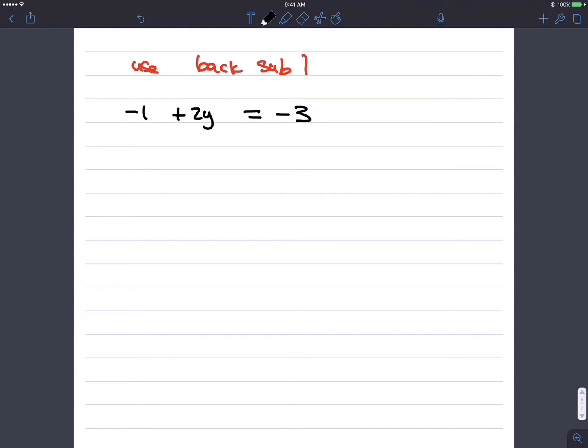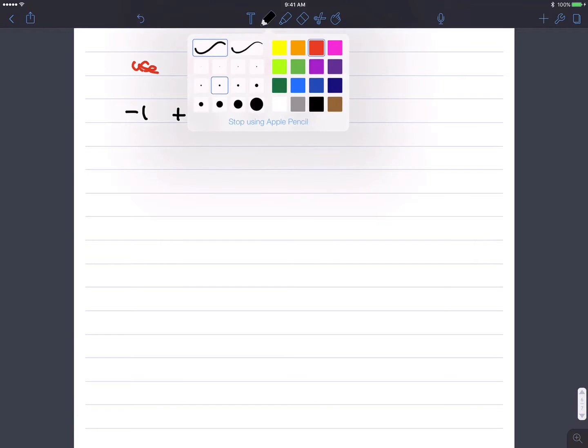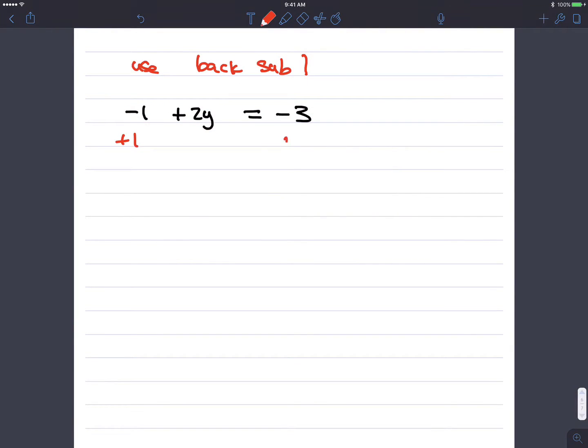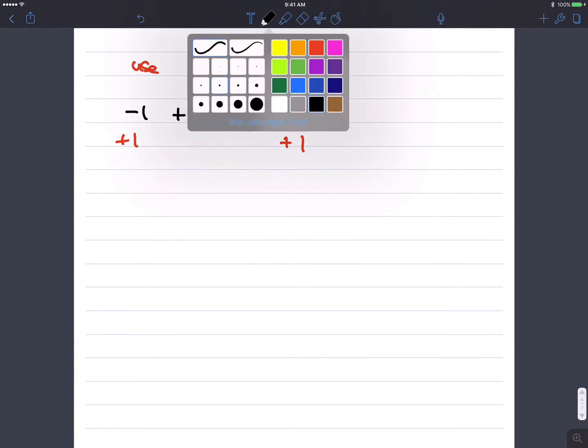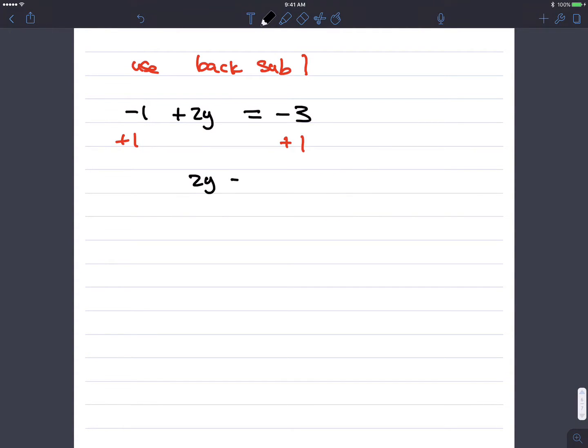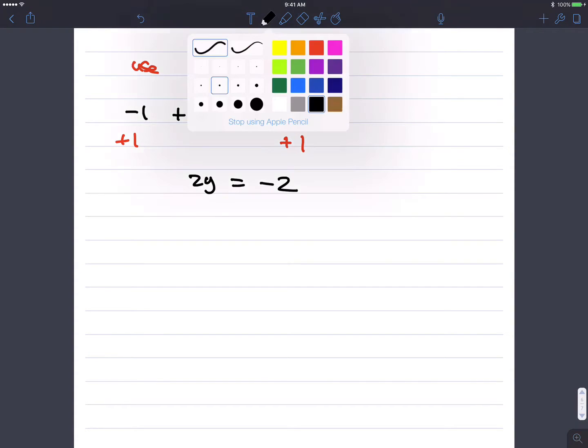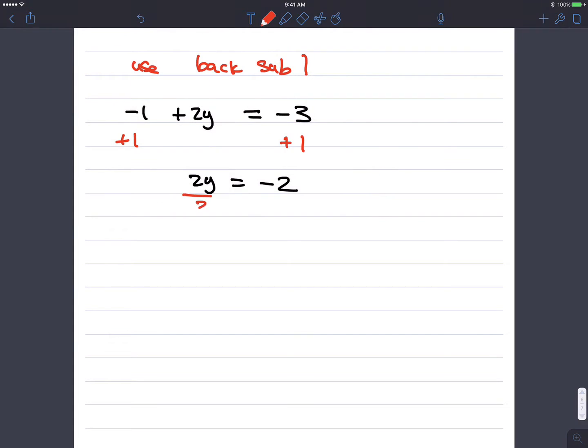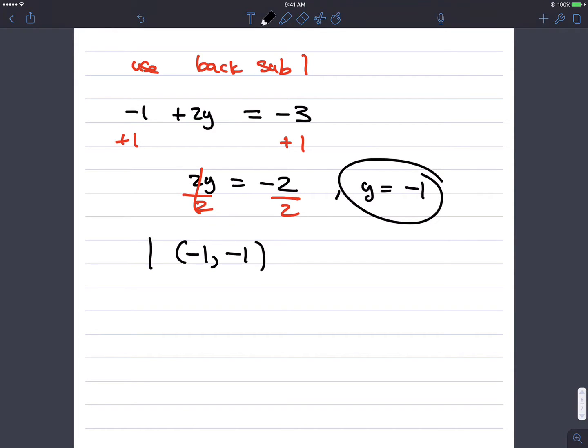We're now going to solve for y. We're going to add 1 to both sides. We get 2y is -2. Divide both sides by 2. We now get y being negative 1. So the x-coordinate is negative 1 and the y-coordinate is negative 1. We are done.